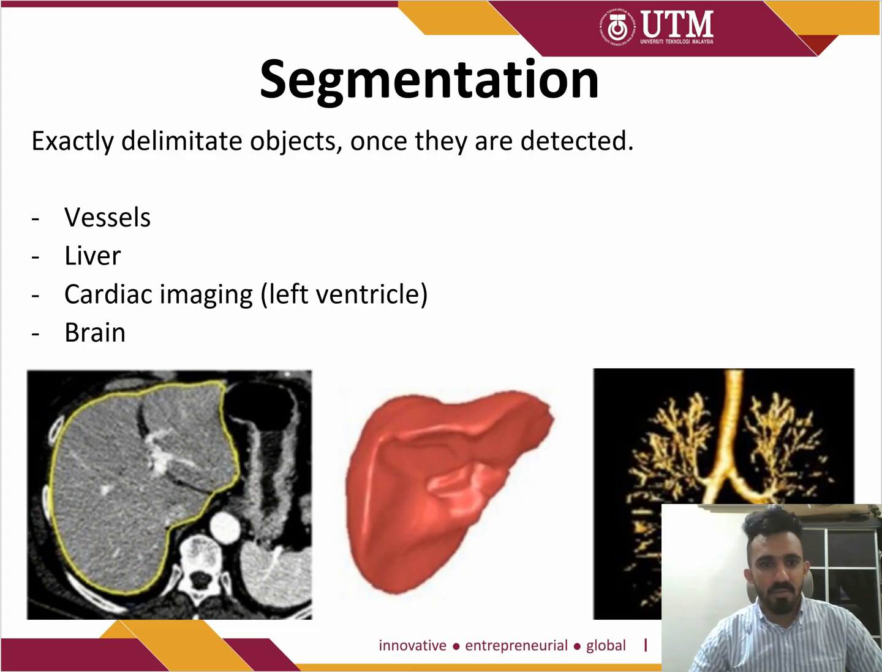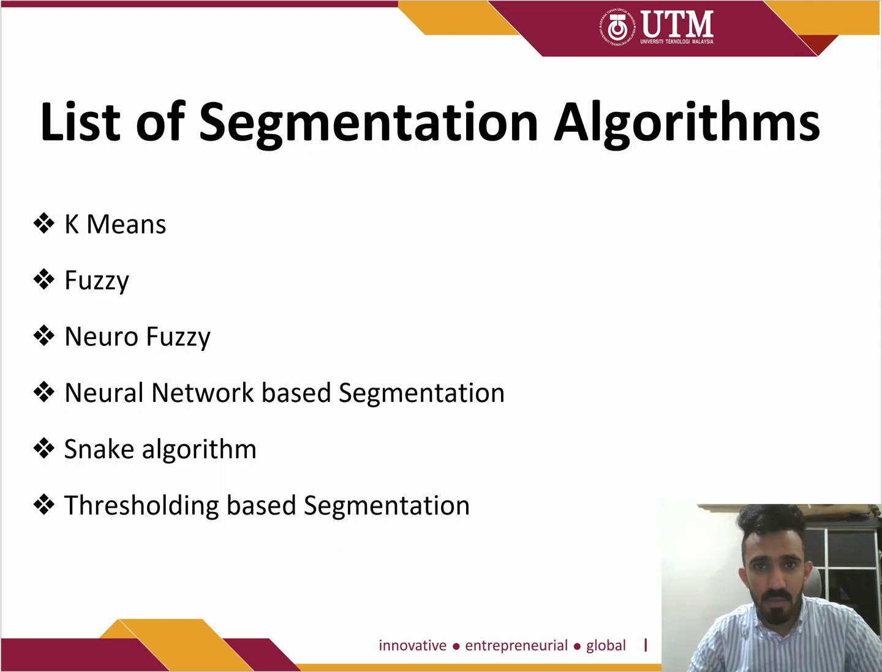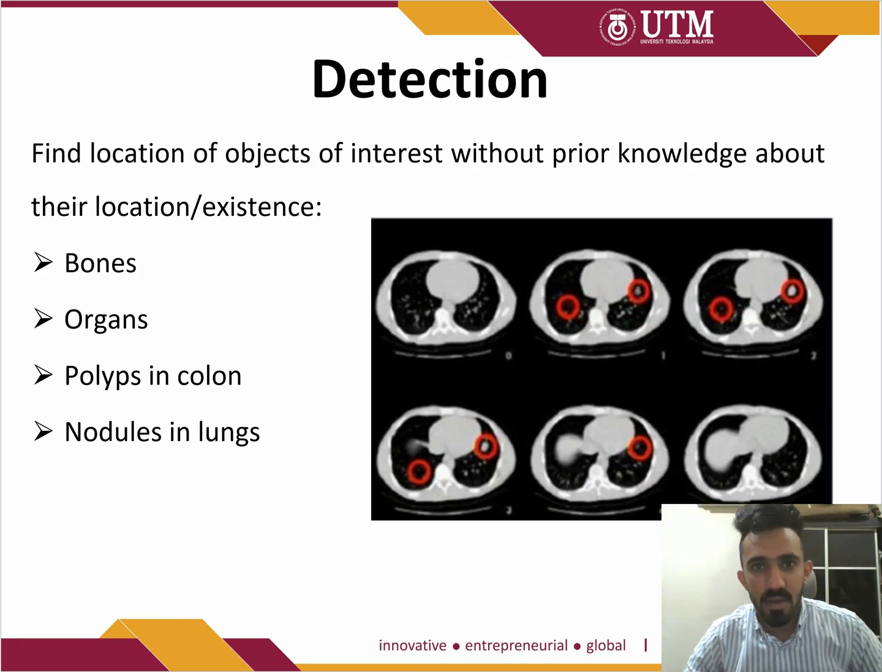Segmentation is used to segment vessels, liver, cardiac imaging, brain tumors, and so on. There are many types of segmentation algorithms used to segment the image based on the output you want to get. Each project needs a different algorithm to get high performance and accuracy. Here I will mention some of them: K-means, level set, narrow band level set, neural network based segmentation, snake algorithm, and thresholding based segmentation.